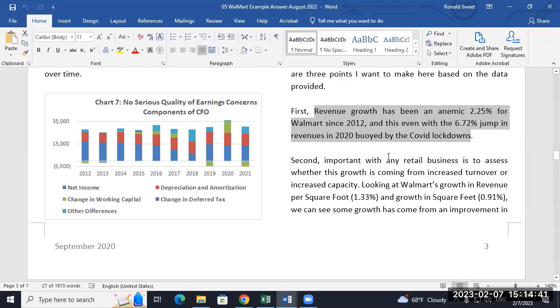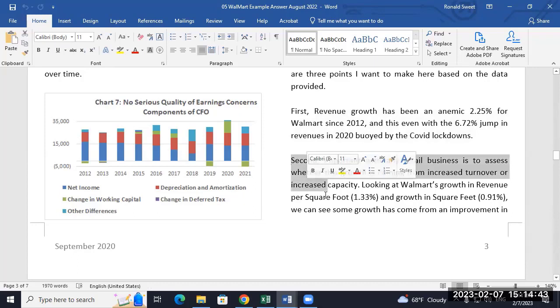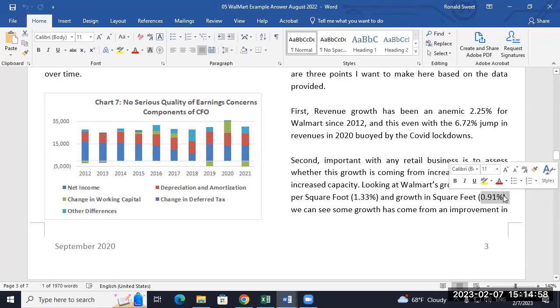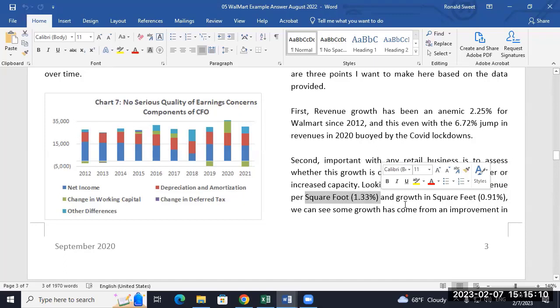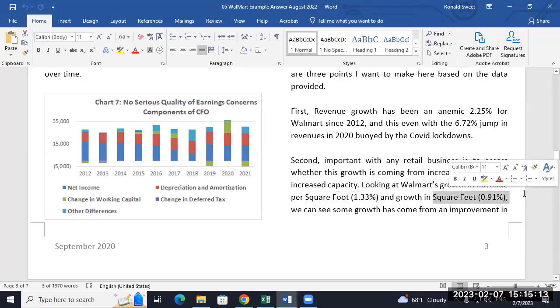All right. We talked about this last time. Their revenue per square foot grew 1.33%. Their square feet grew 0.91%. So they had some good improvement in turnover with that growth rate, but not much more than inflation. So not all that strong. And then they did grow their square feet some, but not dramatically. So not anything all that impressive. The revenue per square foot is the turnover. The square feet is capacity. That's where they have to build buildings, spend millions of dollars building buildings.